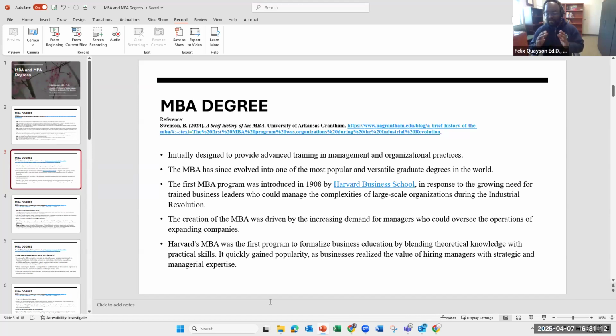So the MBA degree that Harvard created in the world, the first one, gained popularity, and it became a business value degree because of hiring managers who had strategic and managerial expertise.